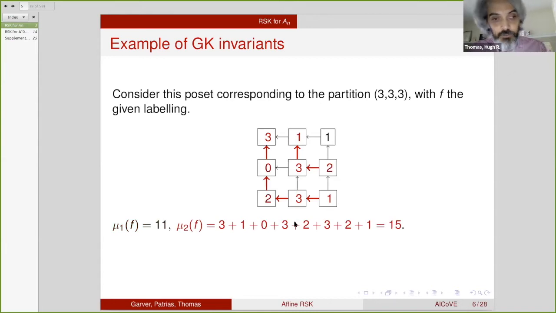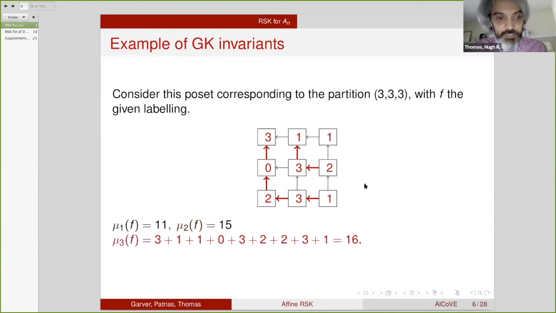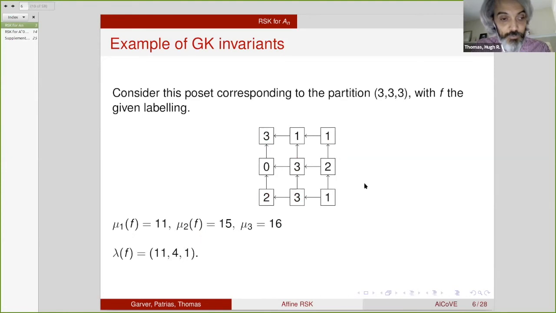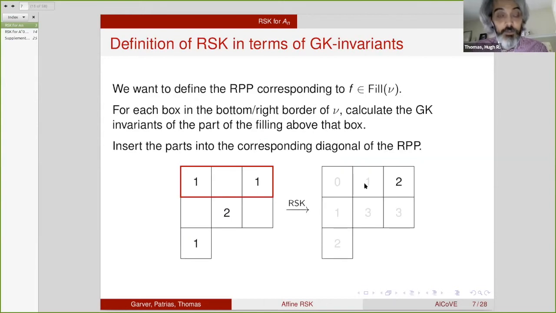When we are allowed to use two chains, it turns out that the optimal way to use two chains is not to use the first chain that we had, but to sort of rejig things around. And so we wind up with these two chains and we get 15. Then the next one, we get 16, because we can get everybody with three chains, obviously. And so then the Greene-Kleitman invariants are the successive differences, 11, 4, 1. Okay, so how do we define RSK in terms of these invariants?